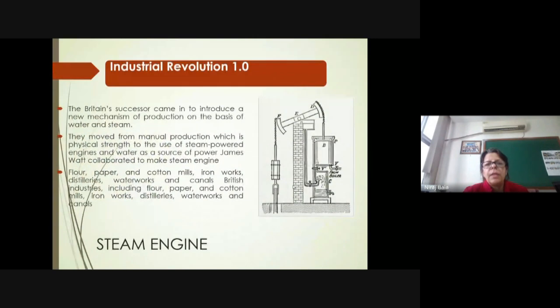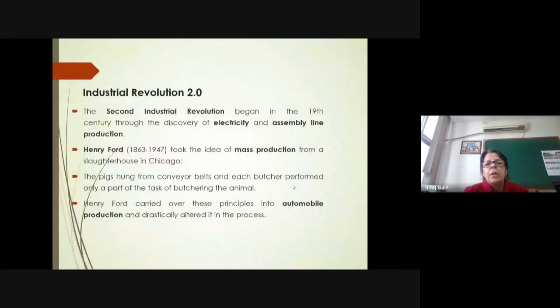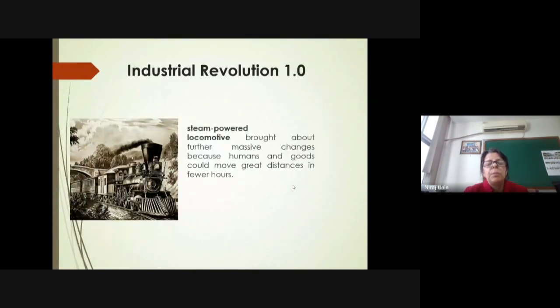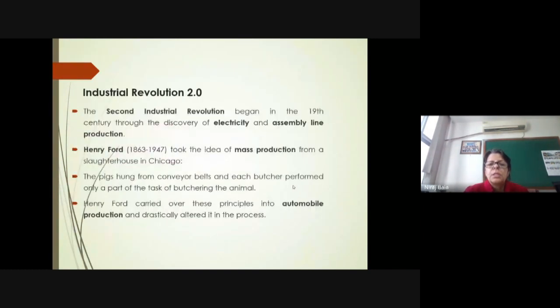So just imagine when these first industries came and the work could be done so fast, the labor which people had to do drastically decreased. So this is a brief about the industrial revolution 1.0. Now this continued. When they had this steam engine, other countries also started using steam engines for doing various works. Then came the second era, which we call industrial revolution 2.0.